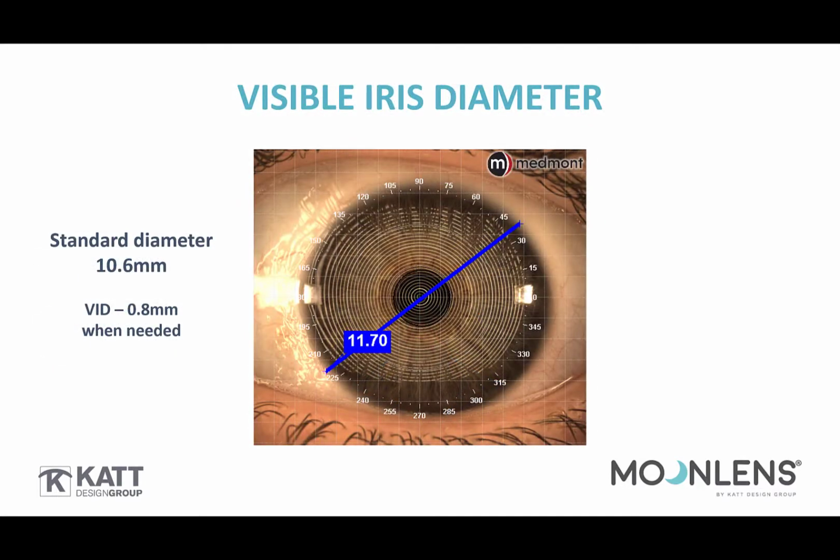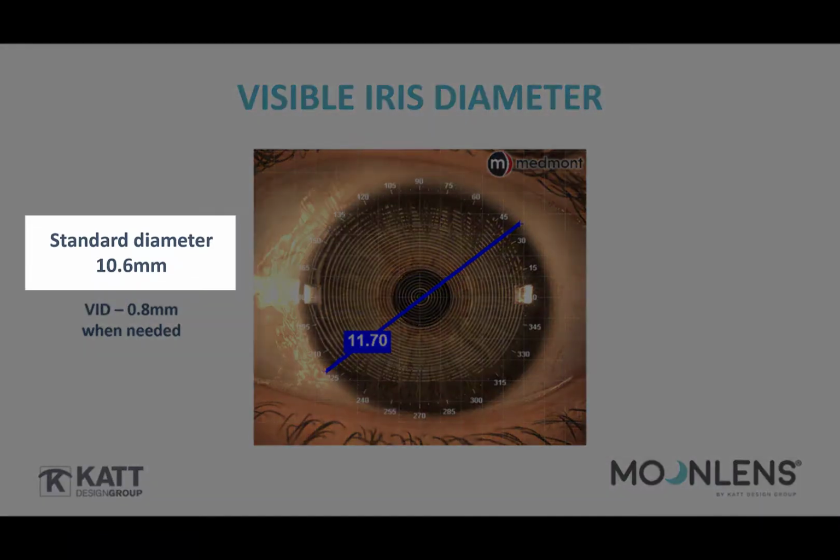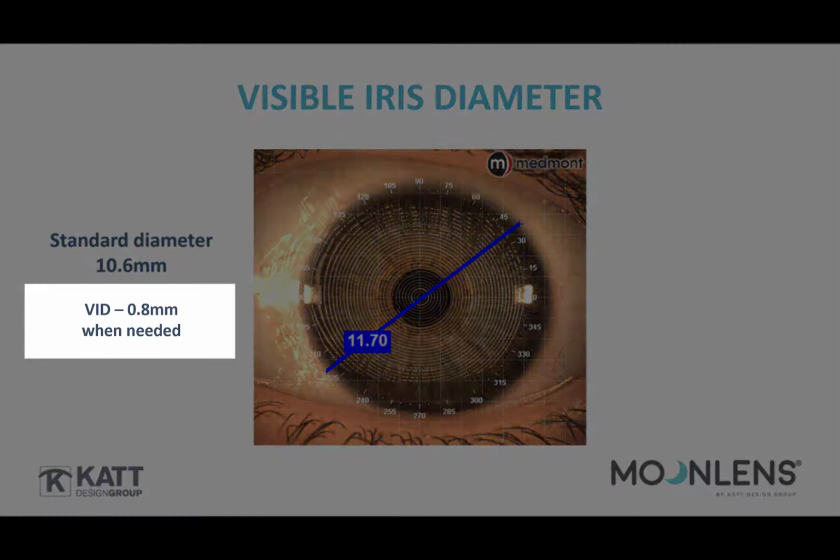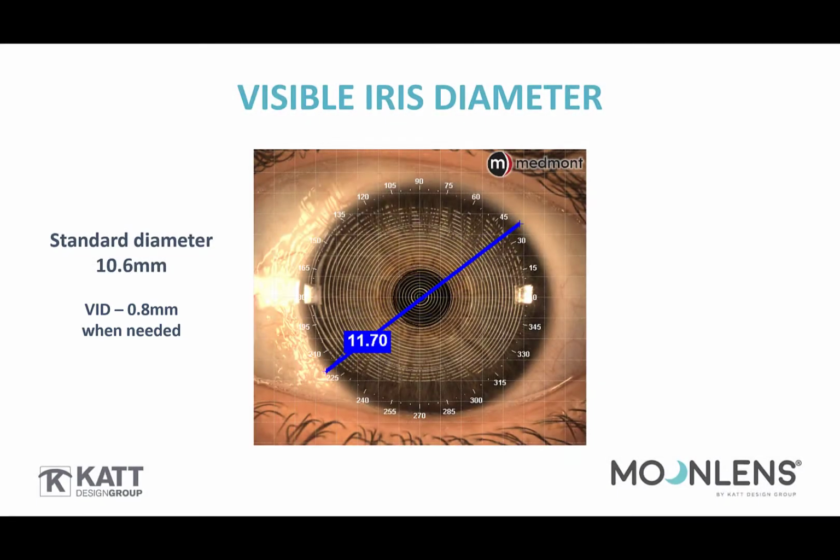Taking a measurement of the visible iris diameter is important to ensure the correct diameter of lens is selected. The MoonLens uses a standard 10.6 mm diameter for most eyes, but unusually large or small corneas will benefit from a customized lens size and will avoid complications.